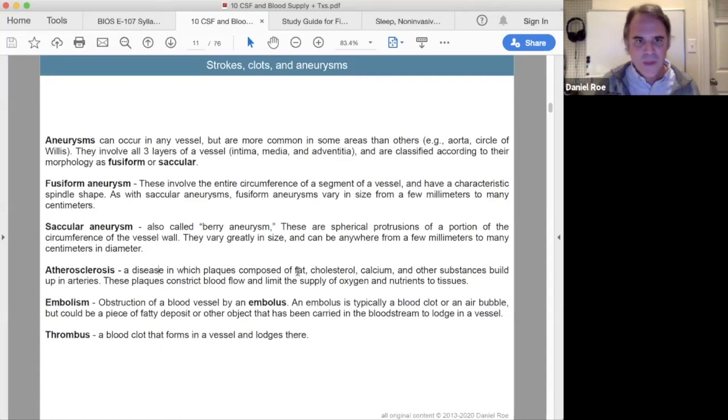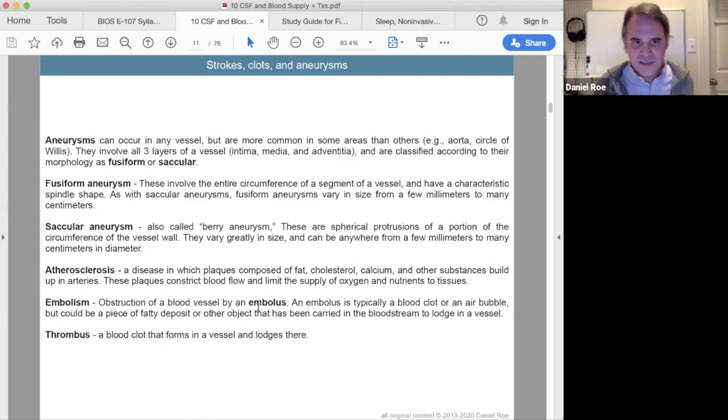Some brains are just plagued with these. But these plaques are composed of fat, cholesterol, and calcium, and they build up on the insides of arteries, causing a stenosis, narrowing the artery. Remember that word stenosis, we've come across that before. And when you narrow arteries, you constrict blood flow and limit the supply of oxygen and nutrients to tissues. That's a problem.